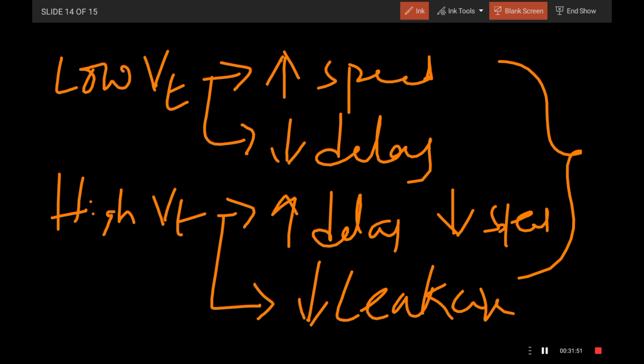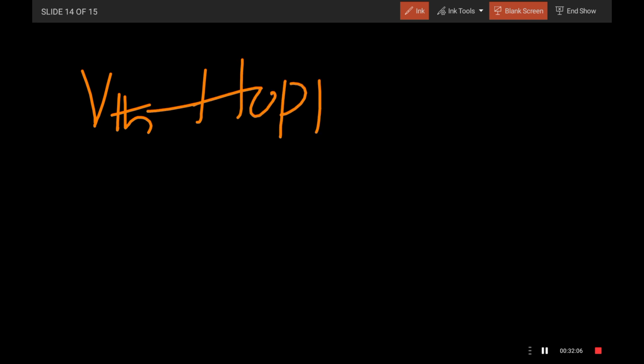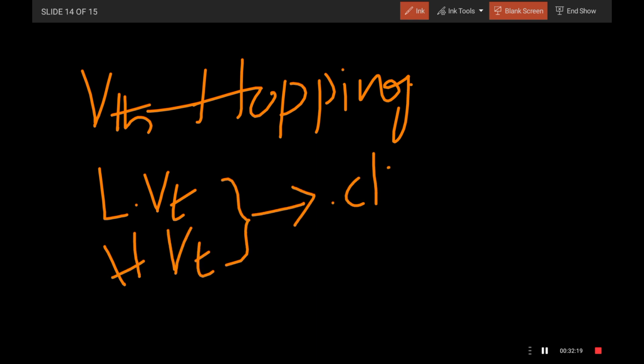One more important point, basically this is a general consideration. If you want to go from the circuit point of view, you have to use VTH hopping. VTH hopping is also one kind of circuit which is used to shift between the low VT and high VT values with the help of a circuit, generally called frequency VTH hopping. That is one more circuit in the leakage power minimization concept.